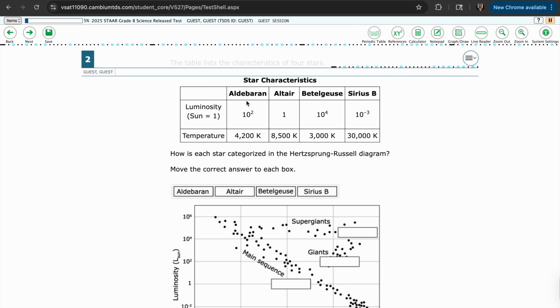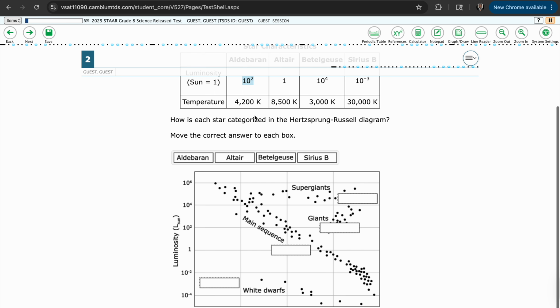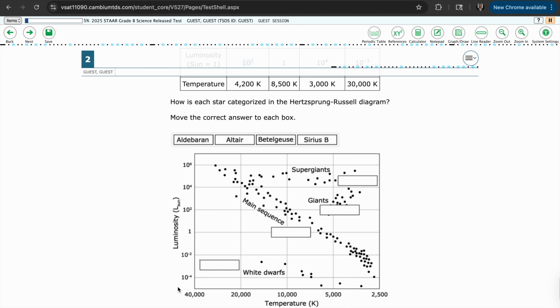Aldebaran. Okay, that's this one right here. What's the luminosity? 10 to the power of 2. Luminosity is right here. Let's look for 10 to the power of 2. This is 10 to the power of negative 4. 10 to the power of negative 2. This is 1. This is 10 to the power of 2. So Aldebaran is going to be somewhere along this line.